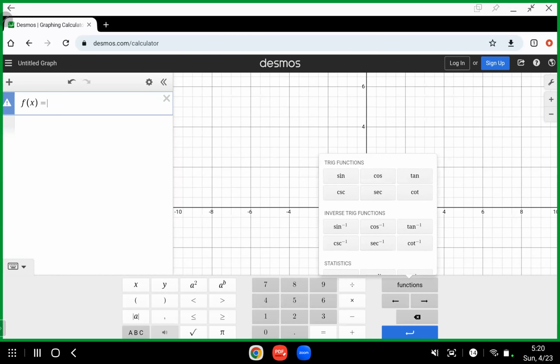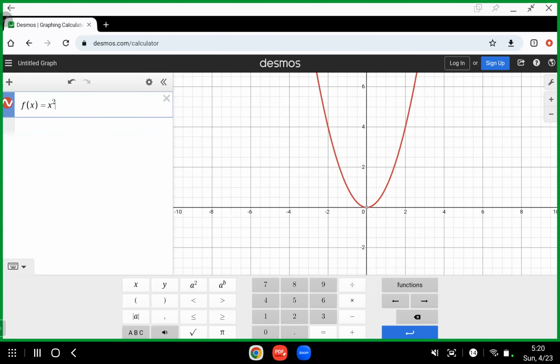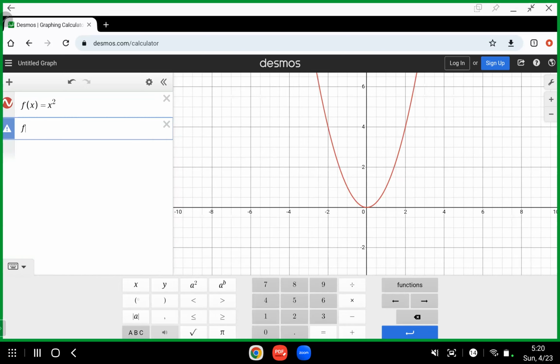How about, yeah, just x then, since I really can't do it. Well, a squared. Okay, so x squared. Then let's hit enter and do something. F of x. Okay, we have f of x again.